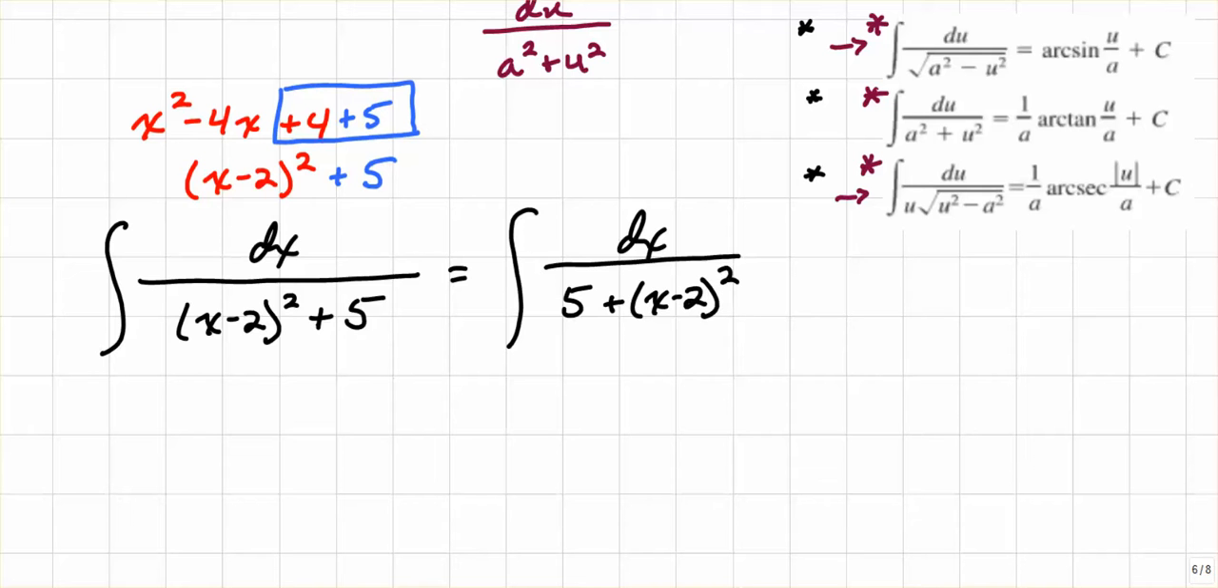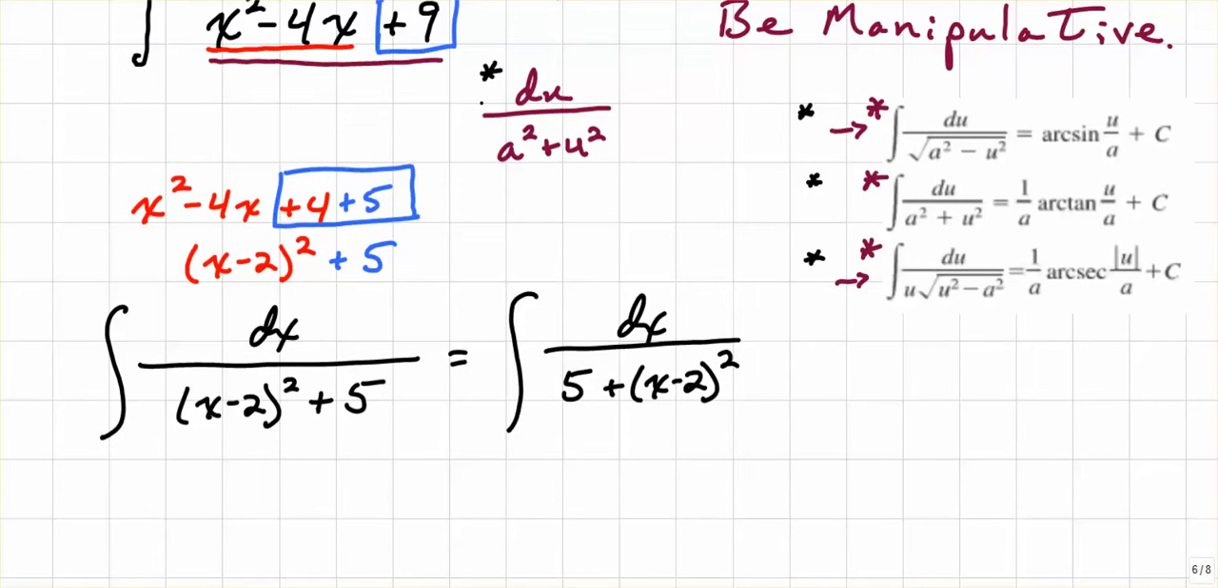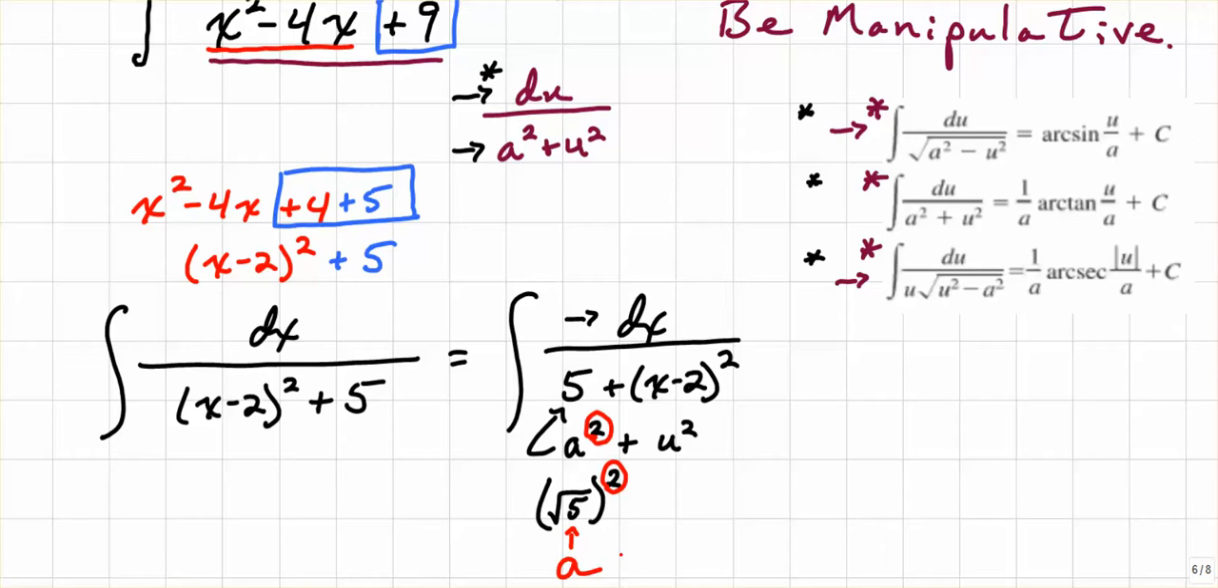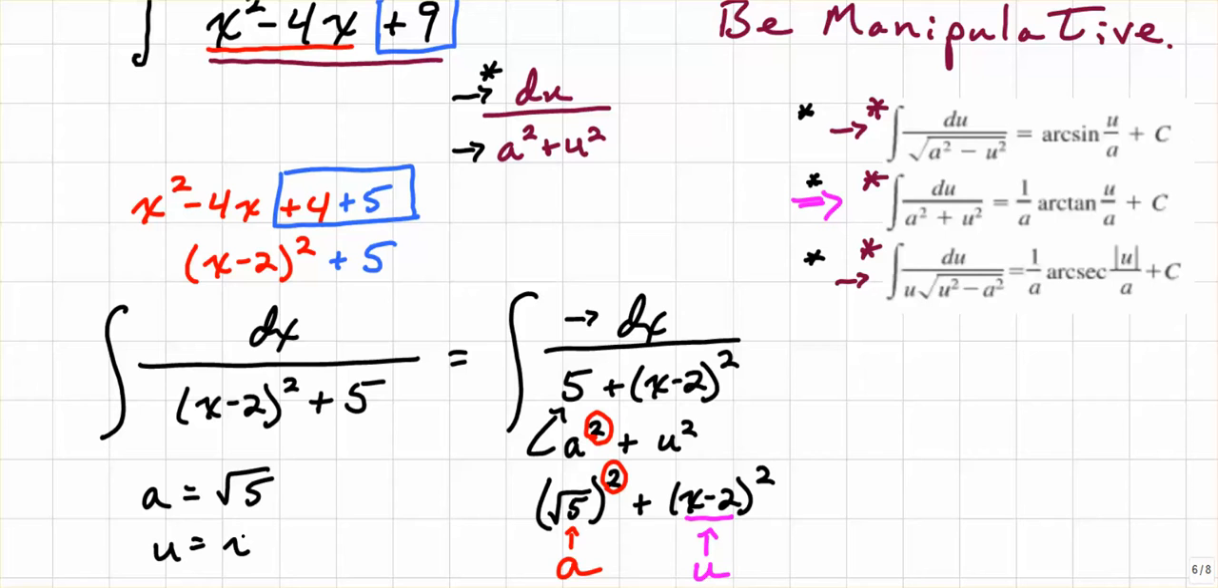And now you'll note that this is looking more like this formula right here. I've got the dx in the numerator, and I've got this a squared plus u squared. Now, obviously, that 5 is problematic, so what I can do is rewrite it as the square root of 5 quantity squared. Once again, I haven't changed the value, it's still equal to 5, but now I have a squared symbol here, which means that this inside the parentheses will be my a. And I then have the x minus 2 quantity squared, and that means that this right here is u. And so I'm going to use this formula right here, and I know that a is equal to the square root of 5, and u is equal to x minus 2.